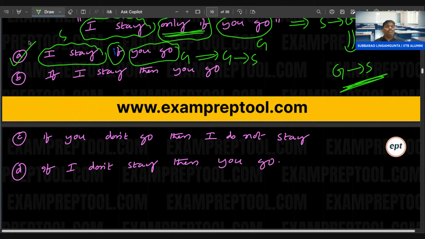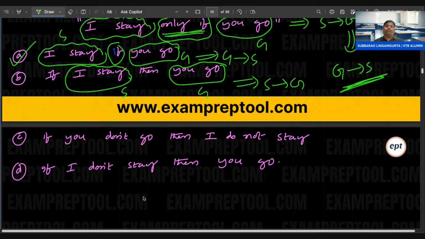Let's try B also. If I stay, then you go. I think it is if P then Q. S here, G here. This is going to be S goes to G. If P then Q. So this is not the answer because we want G implies S.